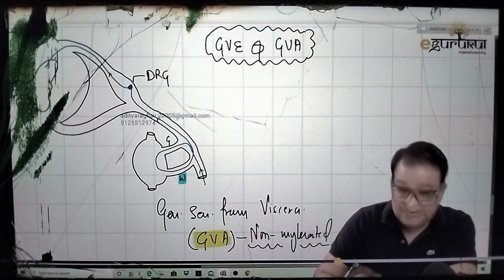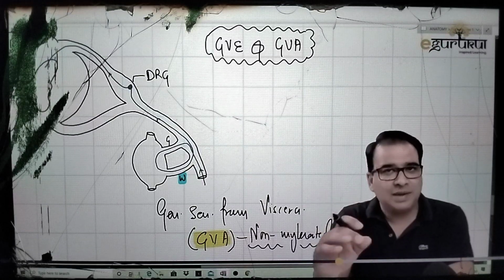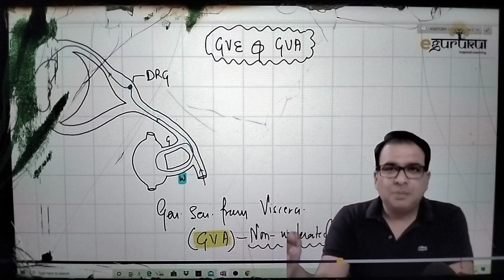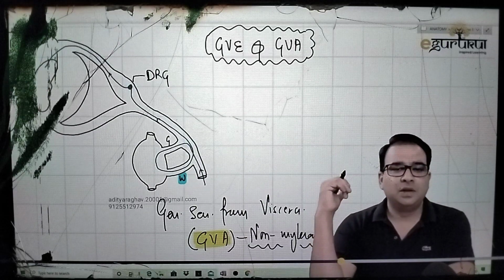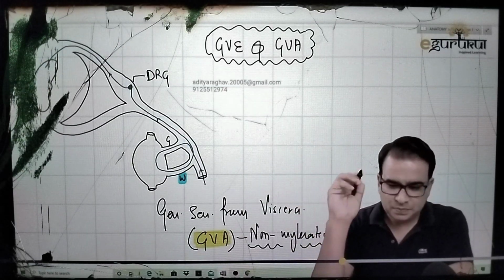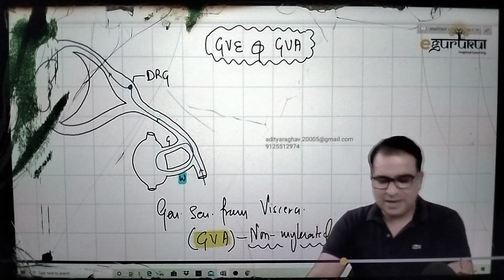They are passing from the white ramus communicants. And that is why we said in the beginning that white ramus communicants predominantly have myelinated axons, but also have some non-myelinated axons, like the ones coming from the viscera carrying the general sensation from the viscera. That is another possible scenario for the white and the gray ramus communicants.